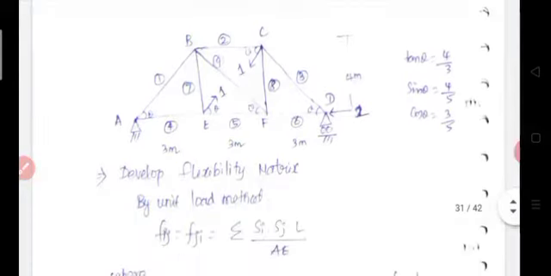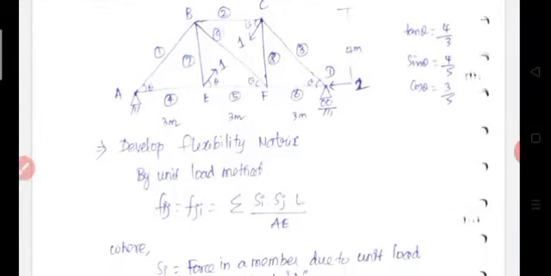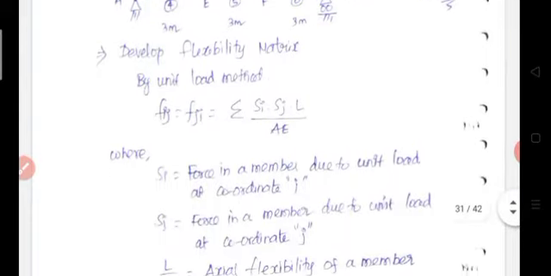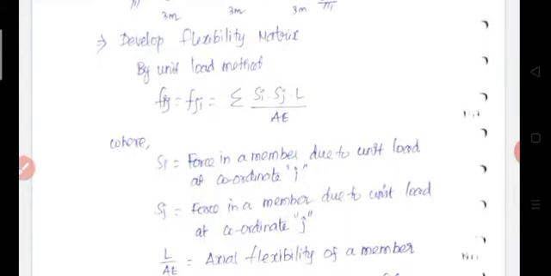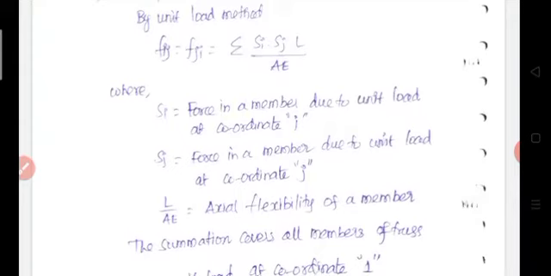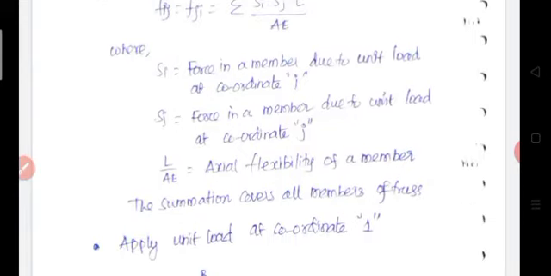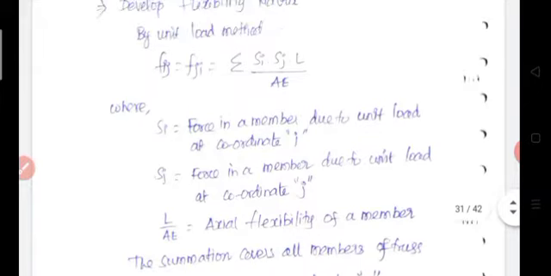Okay. Then develop the flexibility matrix. By the unit load approach, the element of the flexibility matrix Fij equal to Fji is equal to summation of Si Sj into L divided by AE, where Si is equal to force in member due to unit load at coordinate i, Sj is equal to force in member due to unit load at coordinate j, and L by AE is equal to axial flexibility of a member. The summation covers all the members of the truss.